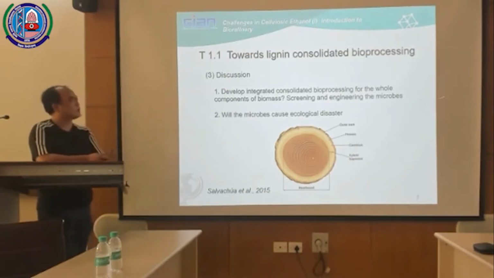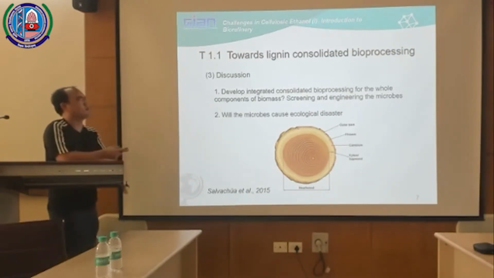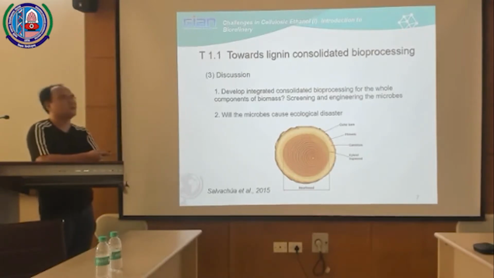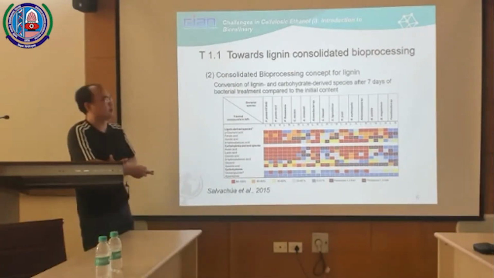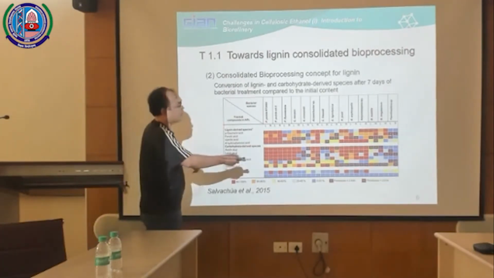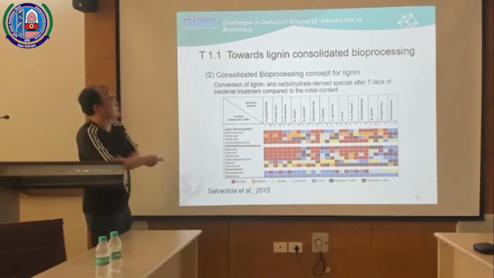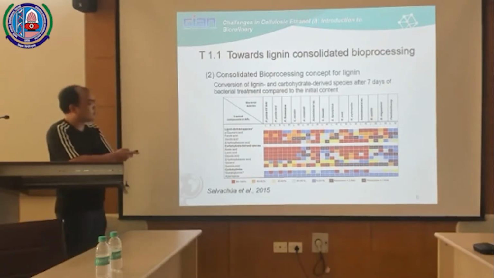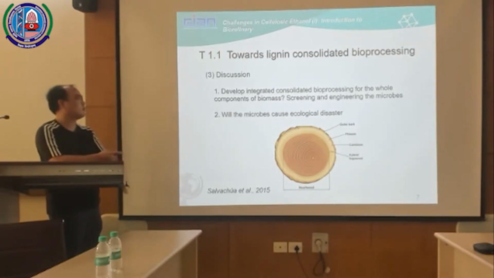Now I have 2 questions for discussion. The first question is, in the next step, we can try to develop an integrated consolidated bioprocessing for the whole components of biomass. Because we have CBP microbes for cellulose and for hemicellulose, and now maybe we can find a very simple one for the CBP of lignin. So can we integrate the processing of the whole components of biomass together? And how can we screen and engineer these microbes?